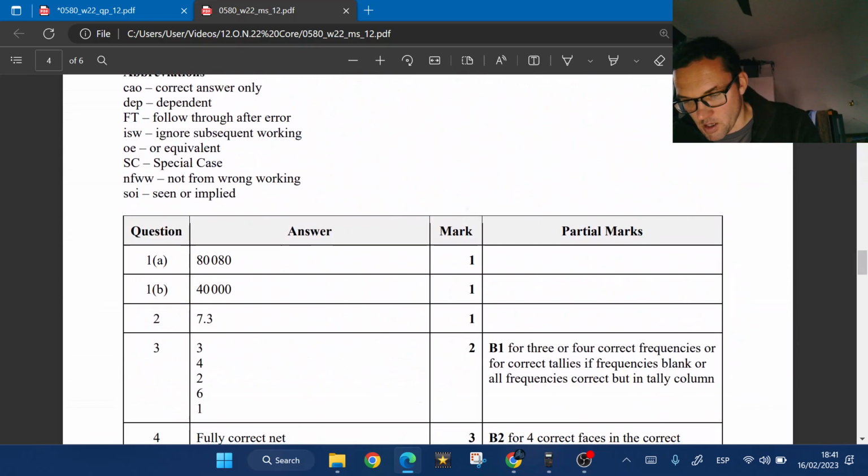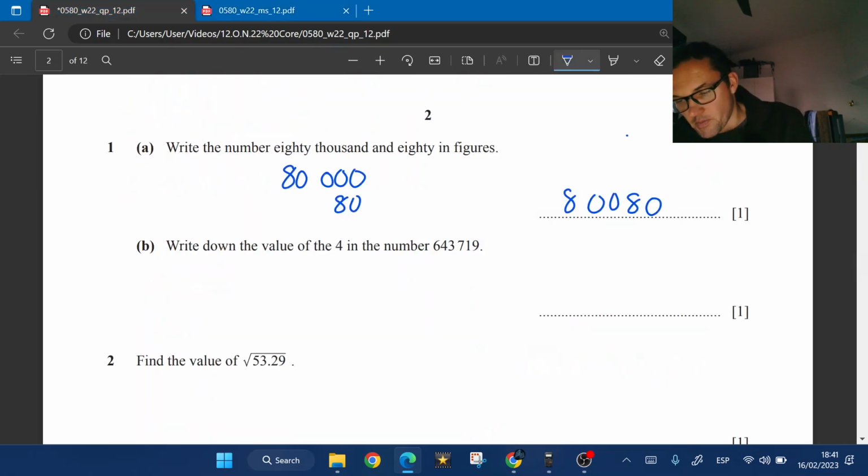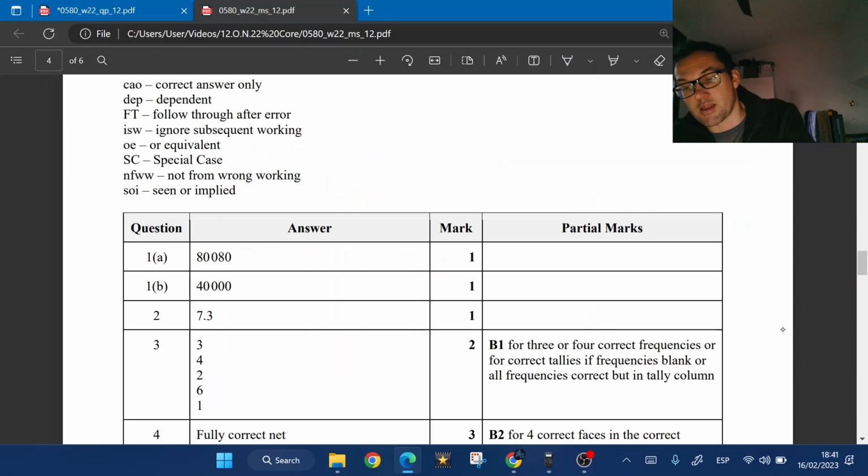Mark scheme. Yep, 80080. Write down the value 4 in 643,790. That 4 has 1, 2, 3, 4 digits after it. So we can just put zeros to that. So that's 40,000. Like on the mark scheme.